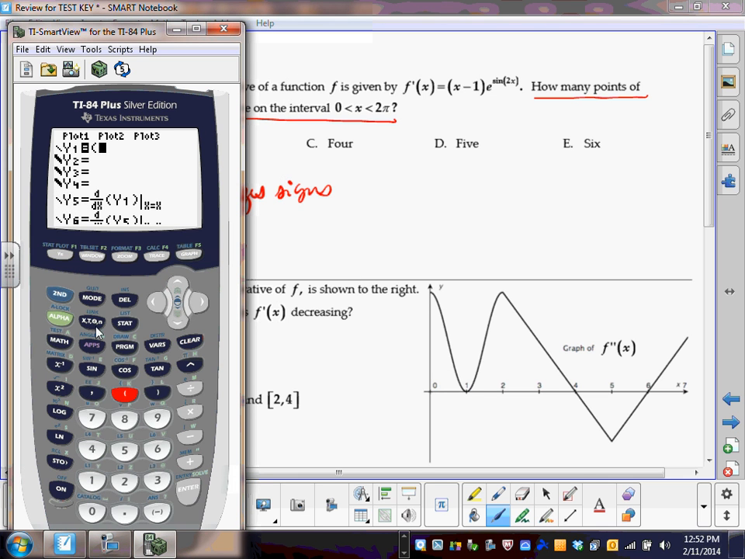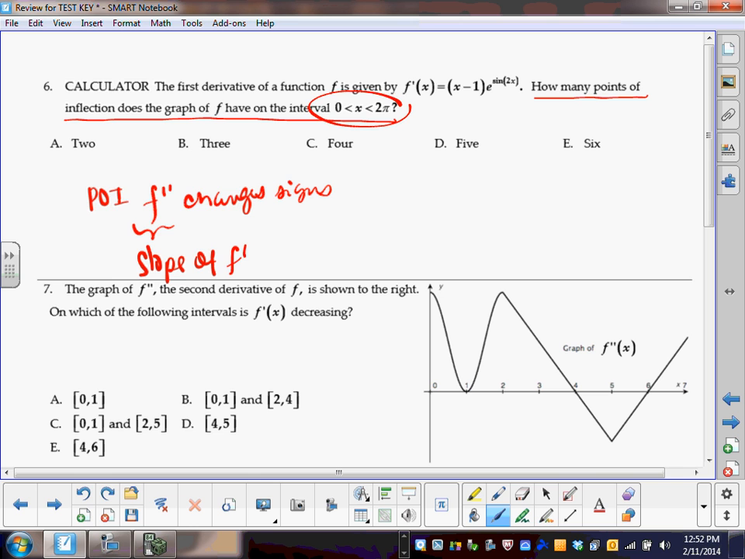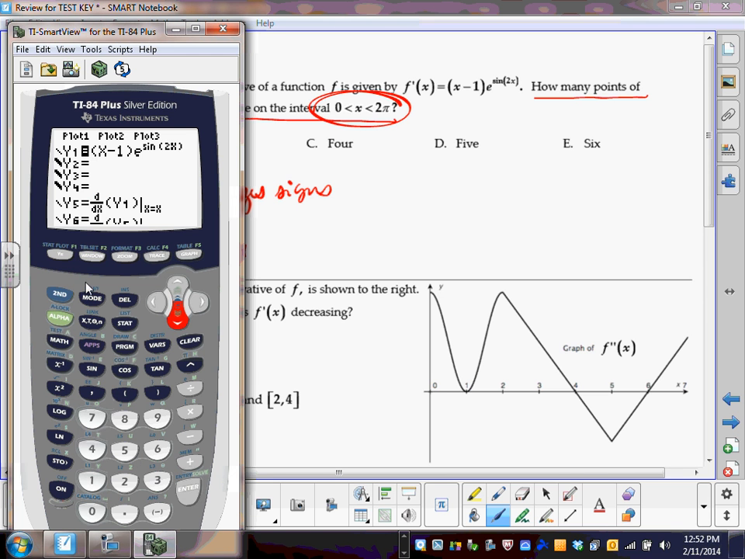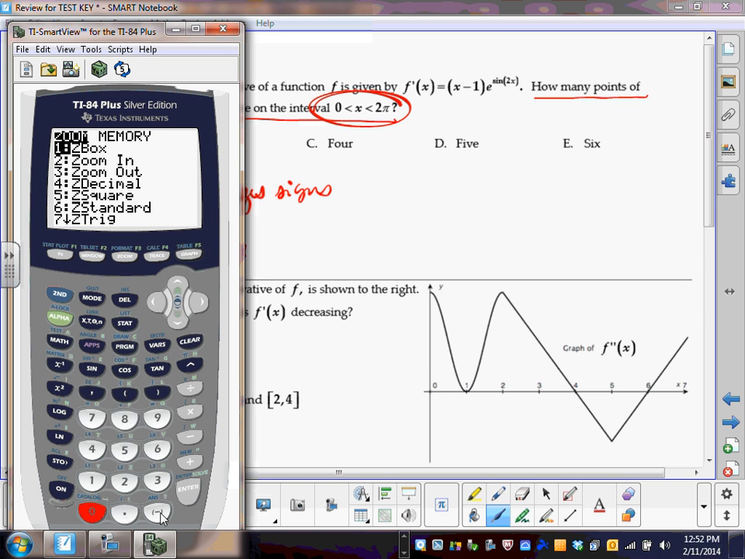Okay, so I have parentheses x minus 1, close parentheses, e to the sine of 2x, close the sine, come back down, on the interval 0 to 2 pi. So I have to set my window, 0, 2 pi, zoom 0.